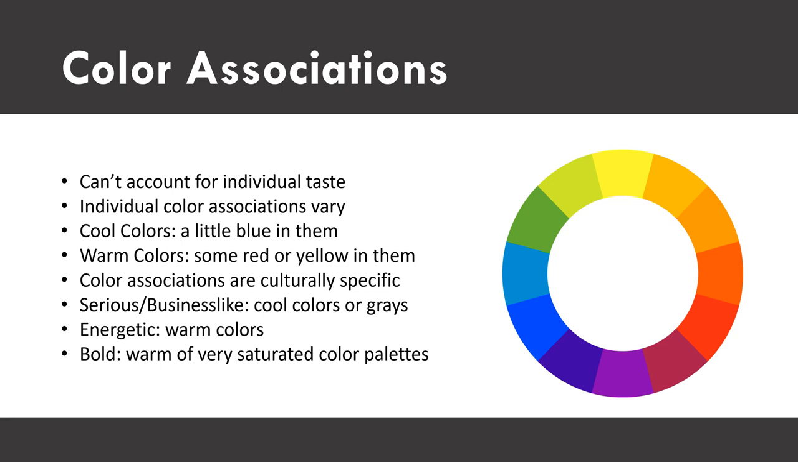Those individual associations for the colors do vary, and they also vary across cultures as well. But we can try to create large categorizations of colors. And the largest one is the difference between cool colors and warm colors. Cool colors tend to have some blues in them, and warm colors have some reds or yellows. Warm colors tend to be associated with things like passion and energy and happiness. They can also have a negative association of being assertive, aggressive, in your face.